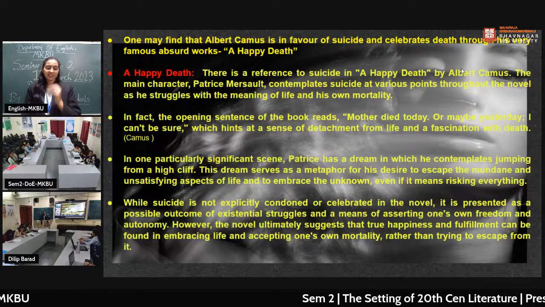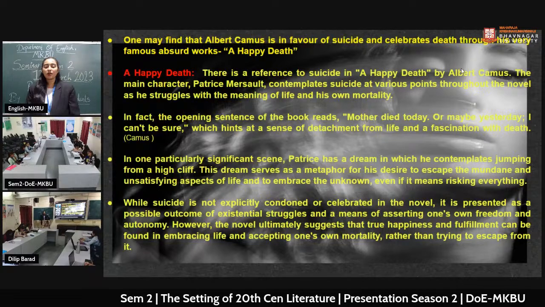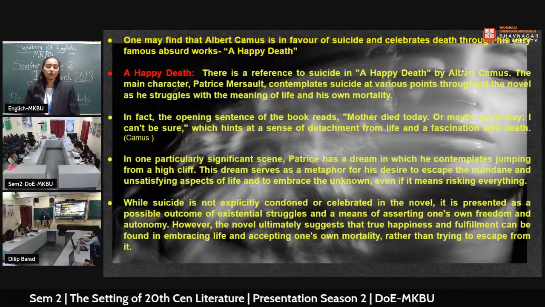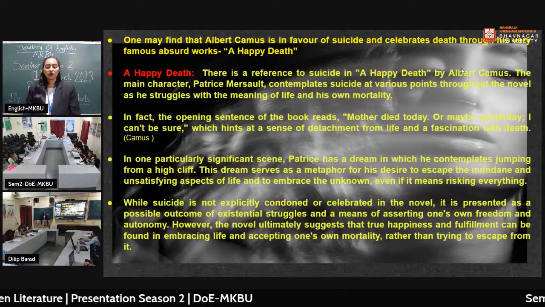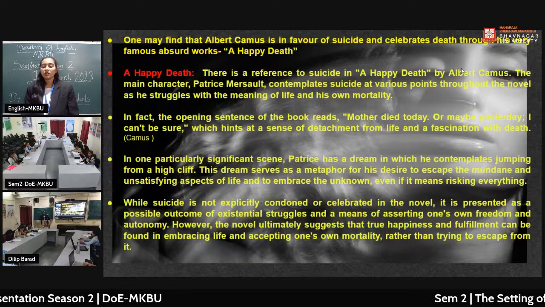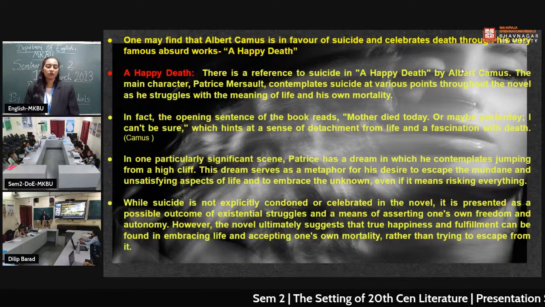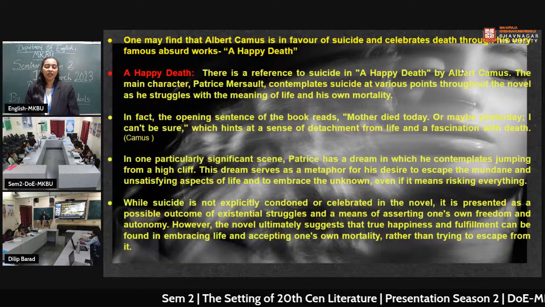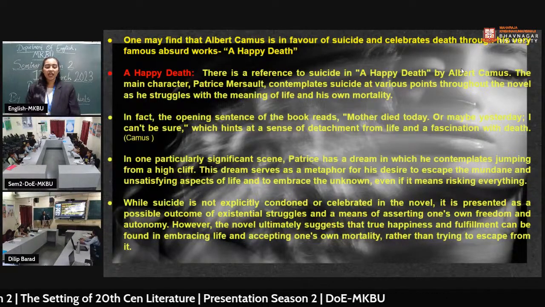In one particularly significant scene, Patrice has a dream in which he contemplates jumping from a high cliff. This dream serves as a metaphor for his desire to escape from the mundane and unsatisfying aspects of life and to embrace the unknown, even if it means risking everything.